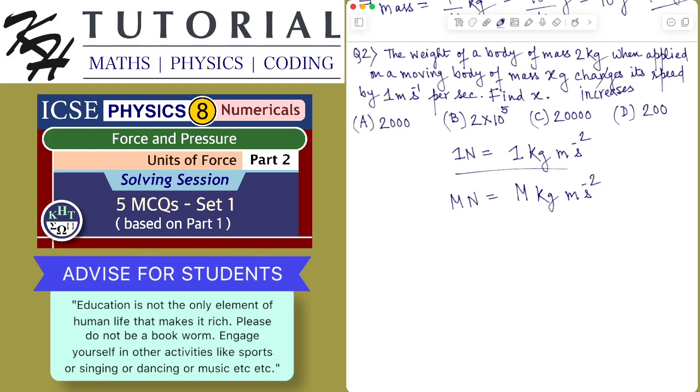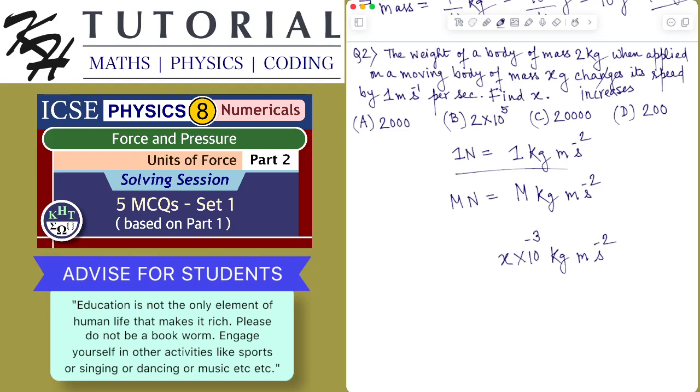Okay. Now, what is the force that, when applied on a moving body of mass x gram, X gram I can say as x multiplied by 10 to the power minus 3 kilogram. So what is the force that when applied on a moving body of mass x multiplied by 10 to the power minus 3 kilogram increases its speed by 1 meter per second? This is nothing but this much kilogram meter per second square.